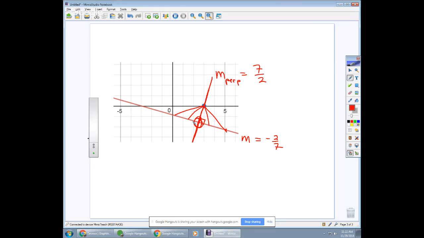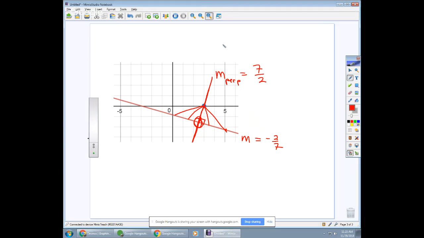Wait, so if it shows up on the test, can we use either one? If I don't specifically say use calculus to optimize this, yes, you could use either one. So if it just says find the point on this line closest to that point right there, you don't need calculus in this case. Once you have the slope, I would just use the point slope formula.